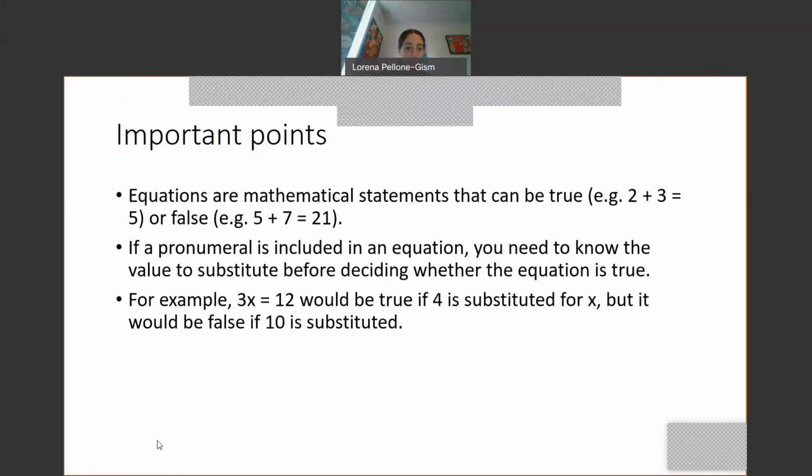So for example here, 3x equals 12 would be true if 4 is substituted for x. Because remember, 3x is 3 times x equals 12. So 3 times 4 equals 12. But it would be false if 10 was substituted, because then it would be 3 times 10 equals 12, which we know is false because 3 times 10 is equal to 30.